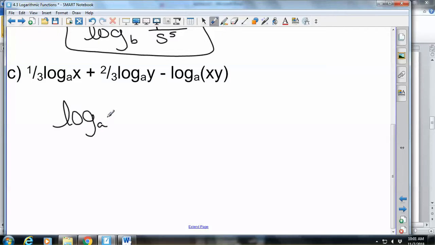So we're only going to have a log once. 1/3 log base a of x would make x to the 1/3. Plus 2/3 log base a of y. So where does that go? You could put a cube root, yeah, either way. So it's going to go with the top. Minus, so this is on the bottom, xy.